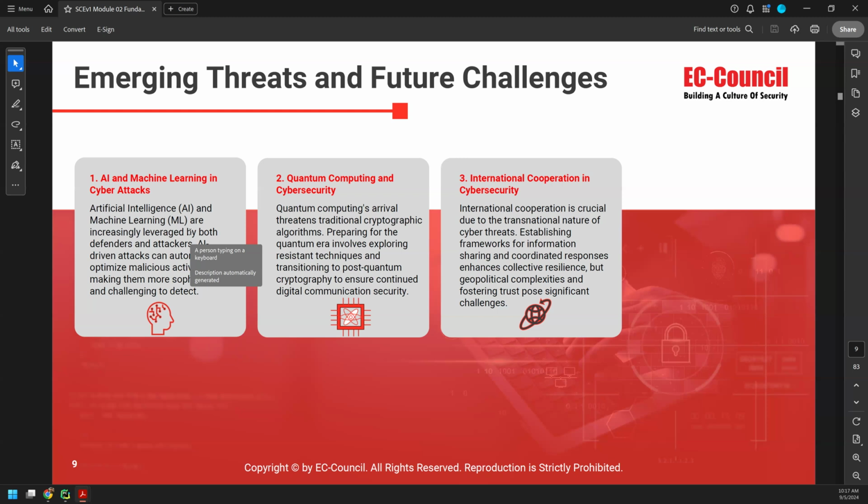Anyway, small soapbox, but that's really what I've been seeing in the cyber world as to how we're going to see that take a better play. Then quantum computing and cybersecurity, that's really going to threaten the traditional cryptographic algorithms because they can get through them much, much faster than what we've used in the past. International cooperation is usually crucial due to the transnational nature of cyber threats, establishing some kind of frameworks or resilience across multiple companies or geopolitical complexities. This is really starting to ramp up, and you're seeing this across the world.